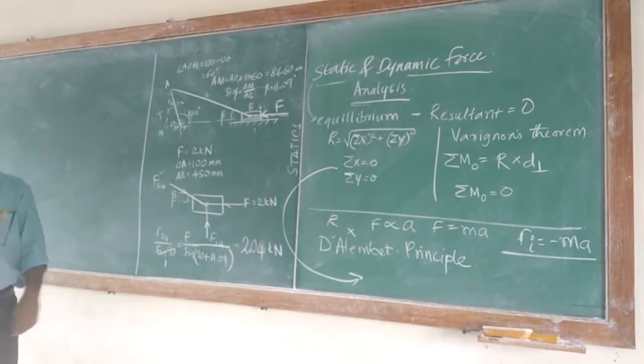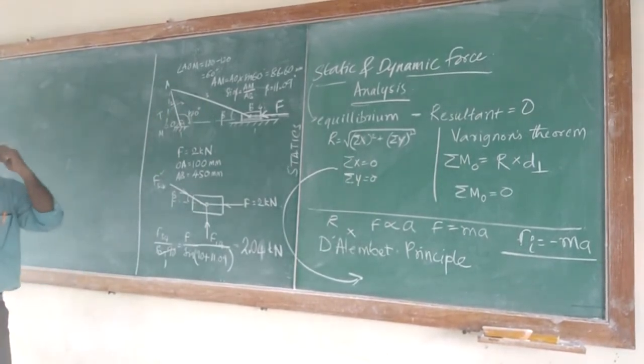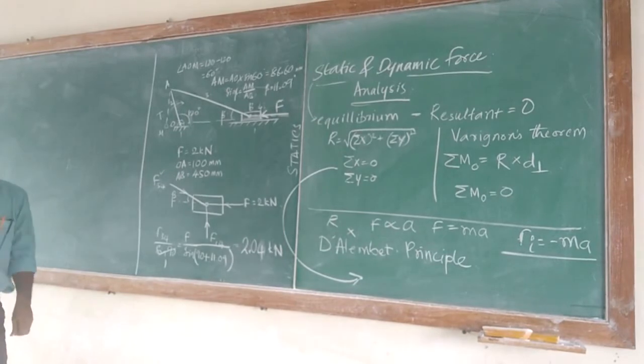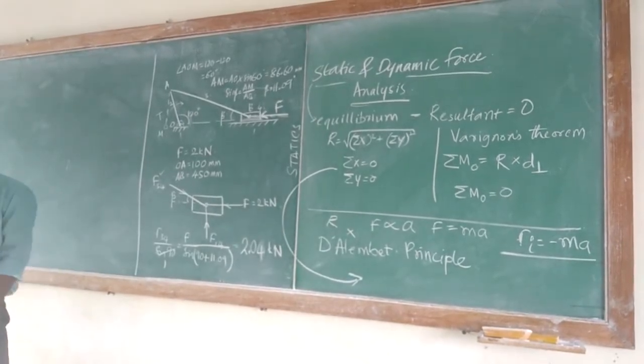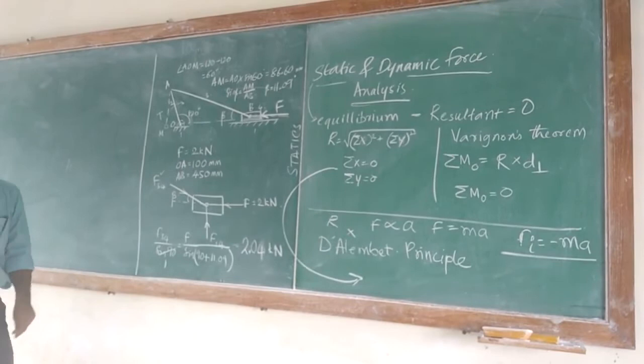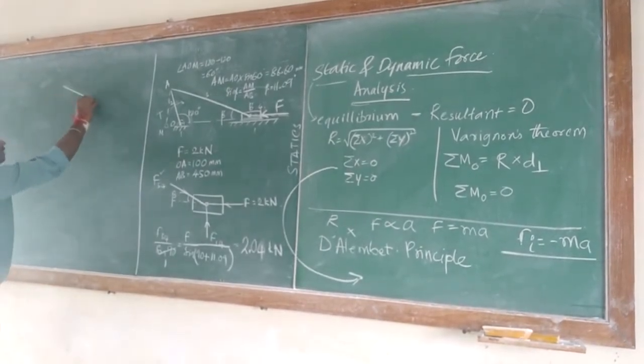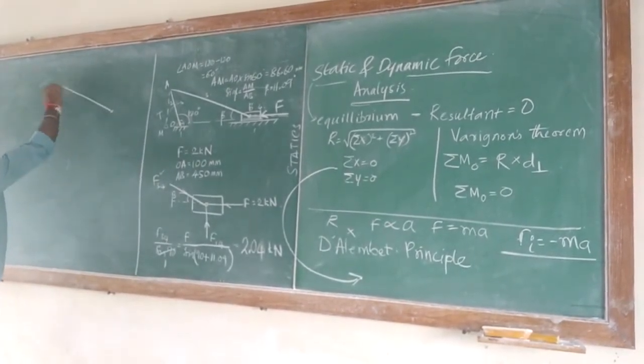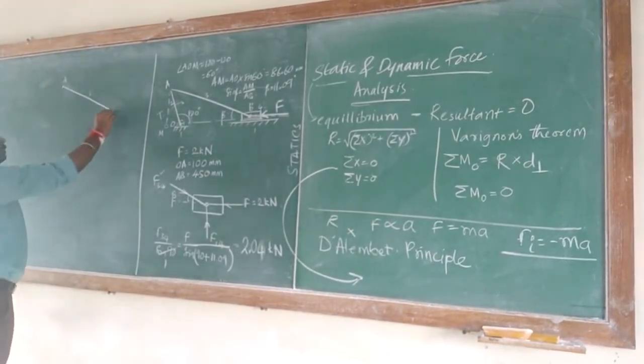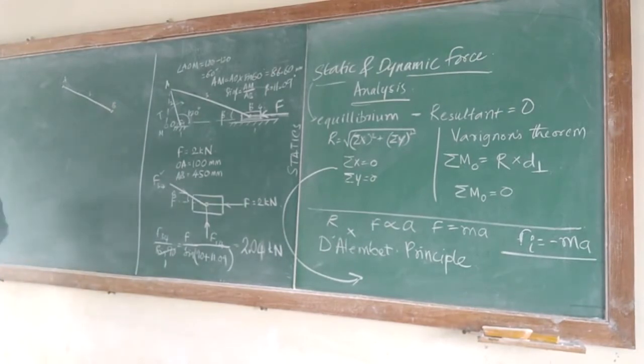Right. Now next we have to draw the free body diagram of link 3. So take link 3. So this is link 3. What is this point? A. This point? B. Now on this link, how many forces are active? Only 1, 2.